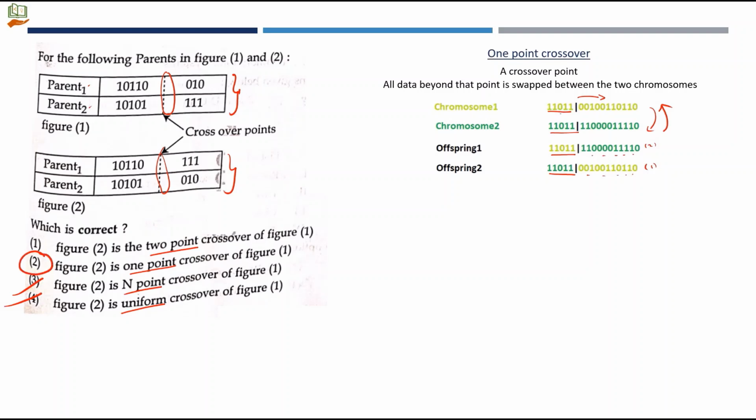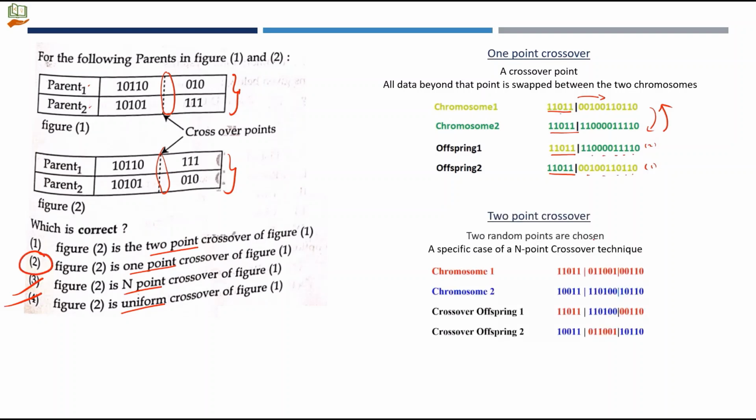Now let's see about 2-point crossover. 2 random points are chosen. Here it is 1, here it is 1. So 2 points are there. A specific case of n-point crossover technique. Since n is equal to 1, it becomes 1-point crossover, and when n is equal to 2, it becomes 2-point crossover. They have kept this part as it is and this part as it is. They are just the same. These two parts are swapped. 110, 100 is here. 011, 001. This part is actually here.